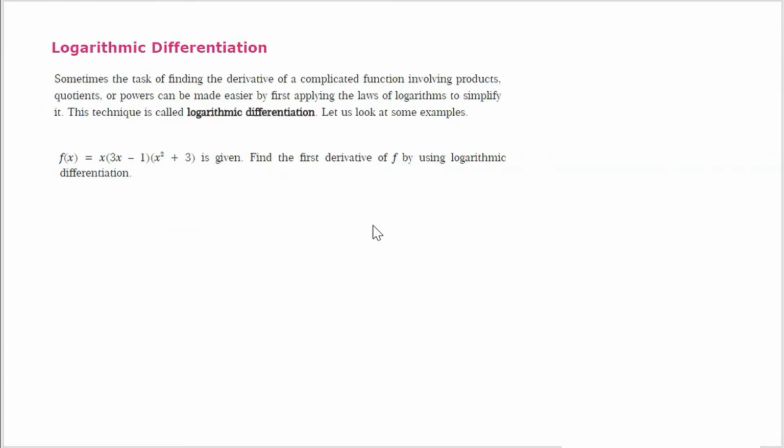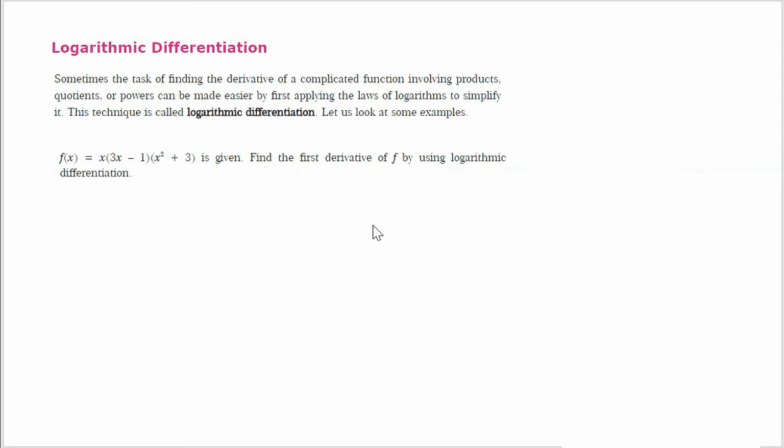Sometimes the task of finding the derivative of a complicated function involving products, quotients, or powers can be made easier by first applying the laws of logarithms to simplify. So this technique is called logarithmic differentiation. So let us take a look at this example.